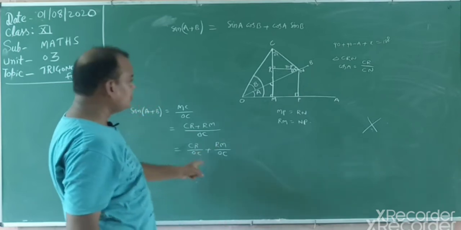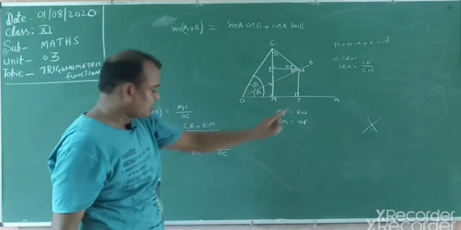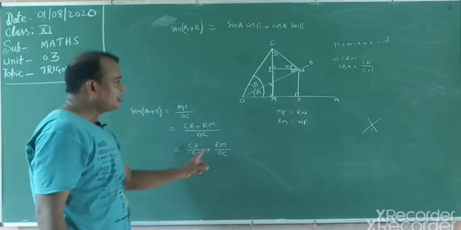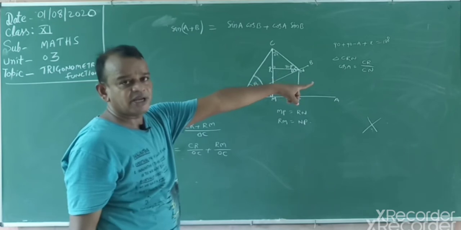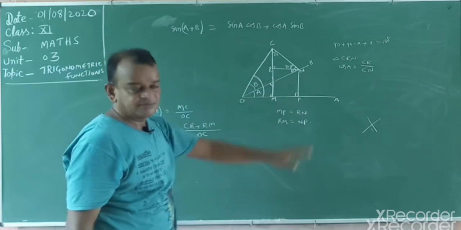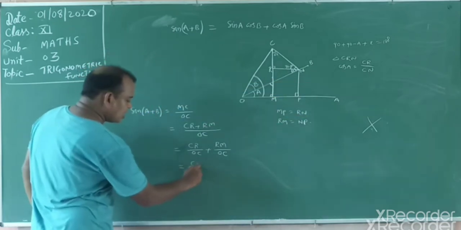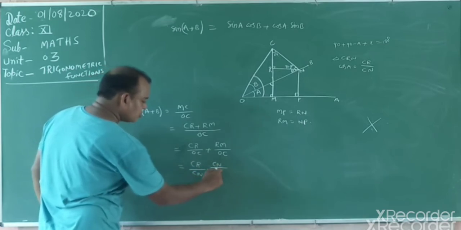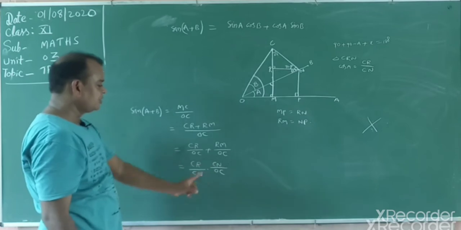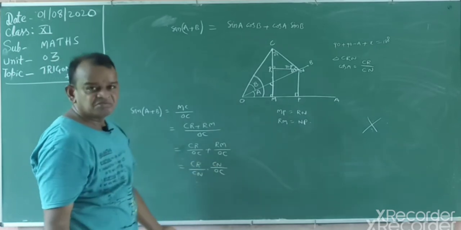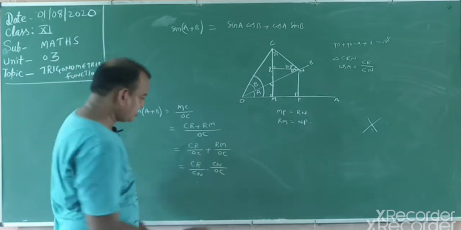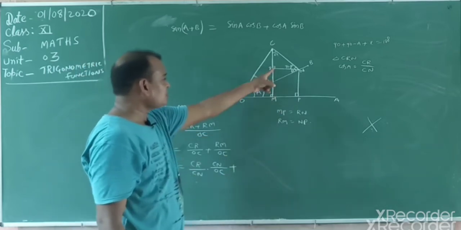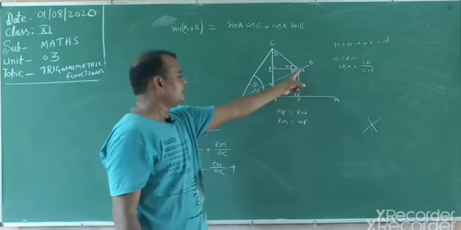Now CR, what do you want? CR by CN. But CR by OC is there. That's why we multiply and divide the numerator and denominator by CN. That's why CR by CN into CN by OC. Delete these two. Say yes or no? Yes. Plus RM. What is the value of RM? RM is nothing but NP.